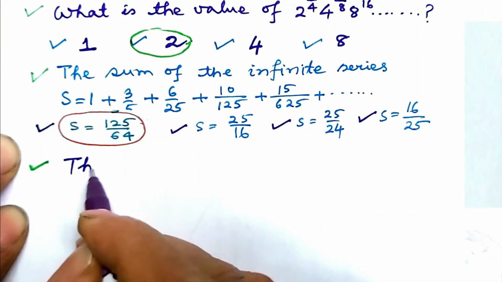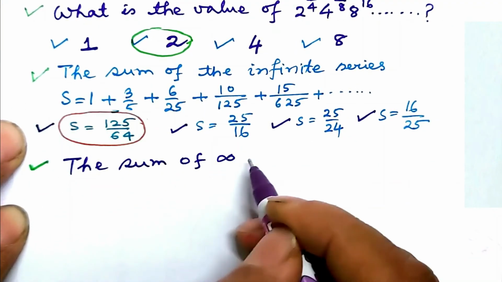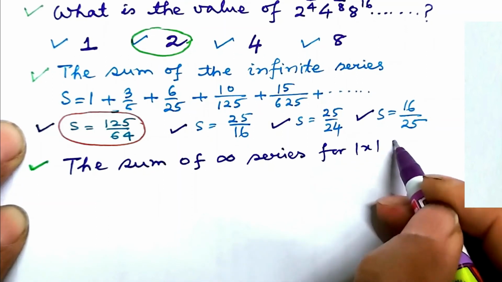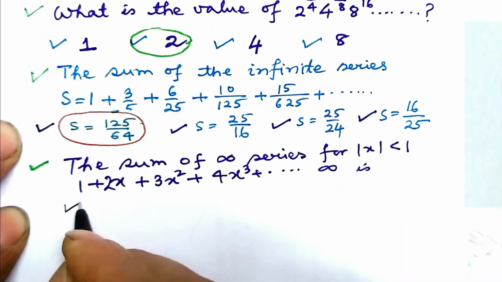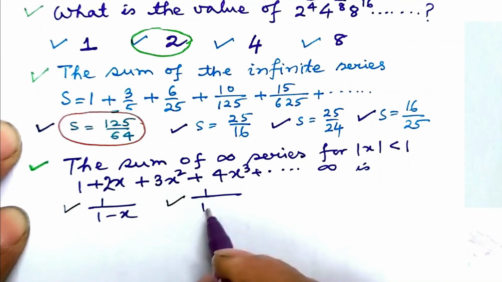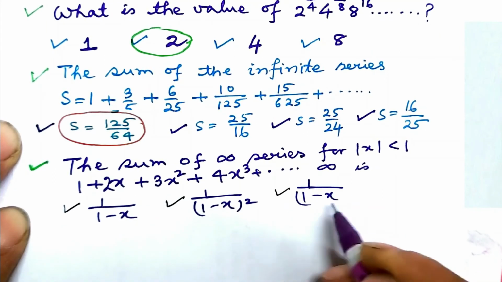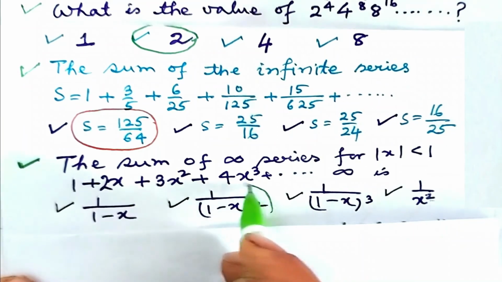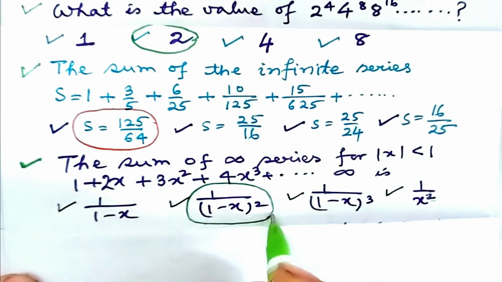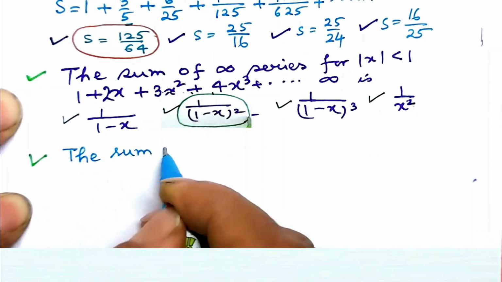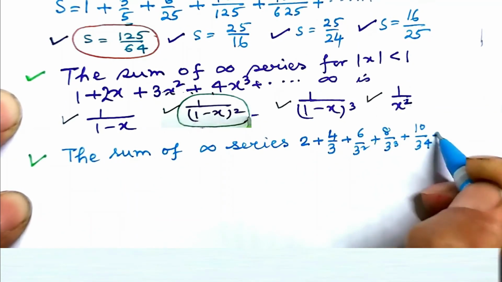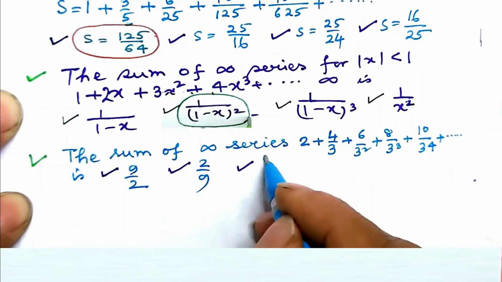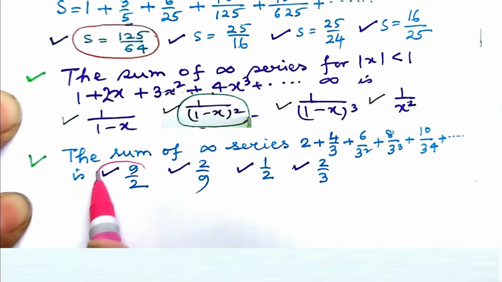Next question. The sum of infinite series for mod x less than 1. The options are, and the answer is. Next question. The sum of infinite series. The options are, and the answer is.